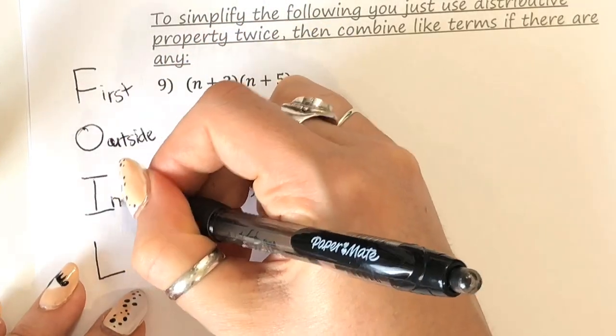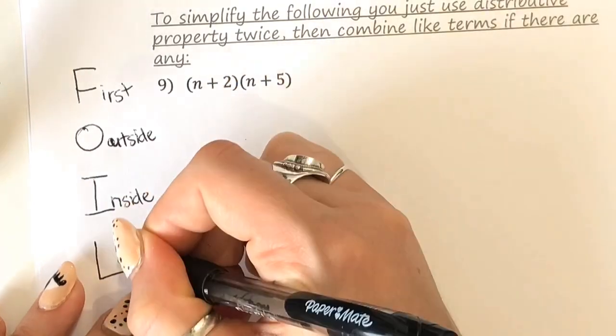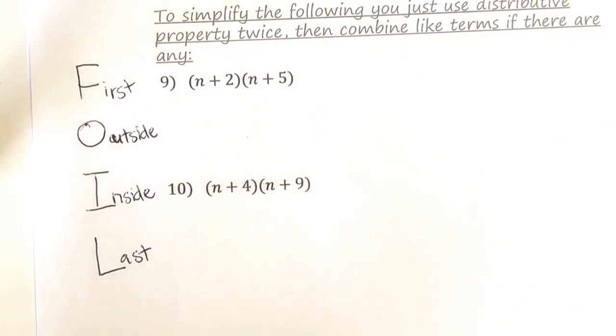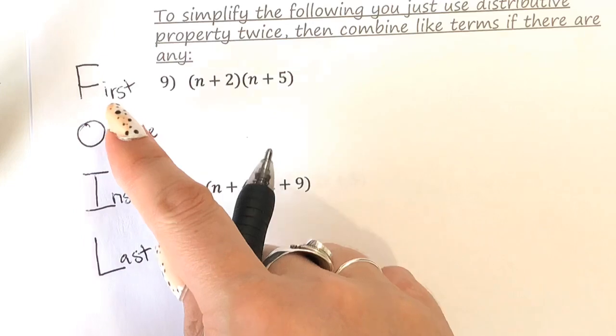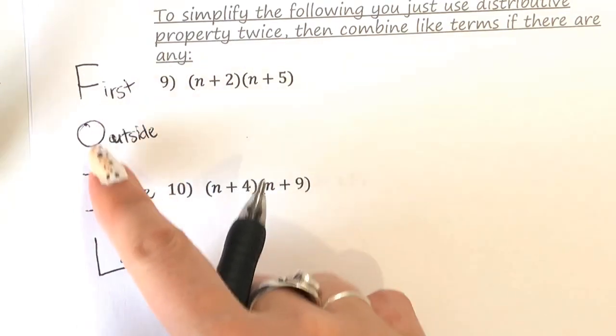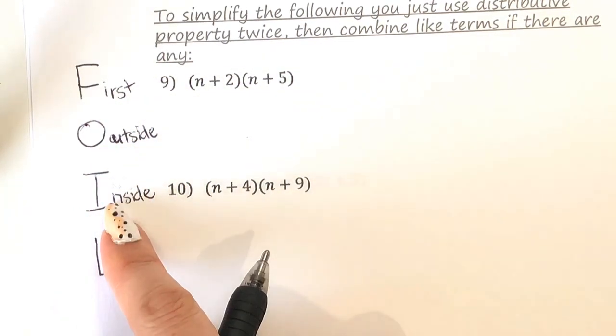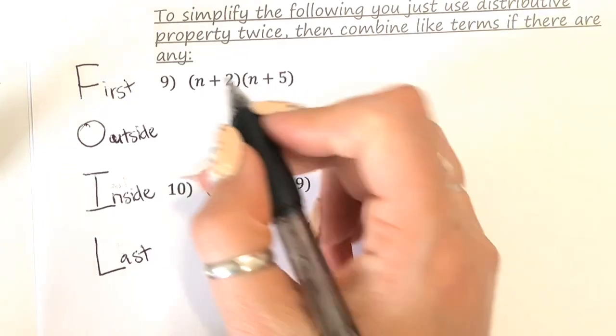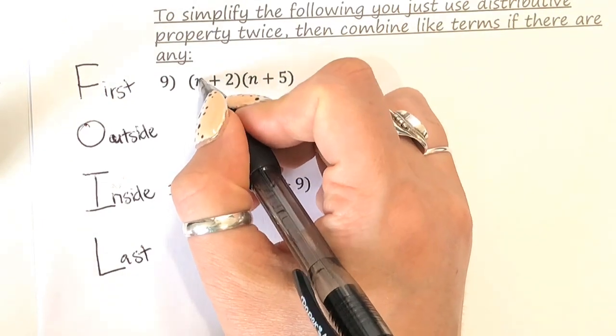I stands for inside, and L stands for last. So that's going to give you an order to follow while you're doing these. We're going to do first times first, outside times outside, inside times inside, last times last. Really though, I don't think too much about what these words stand for. I just get used to drawing the little rainbows.